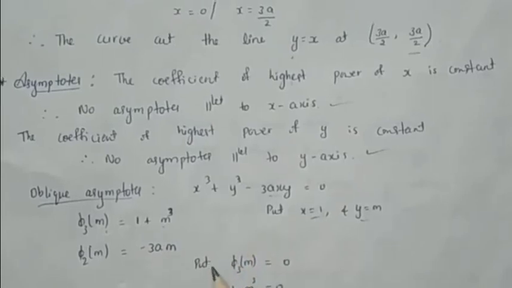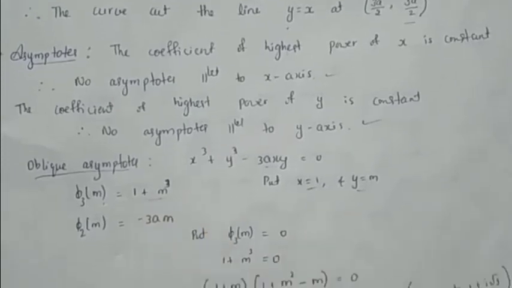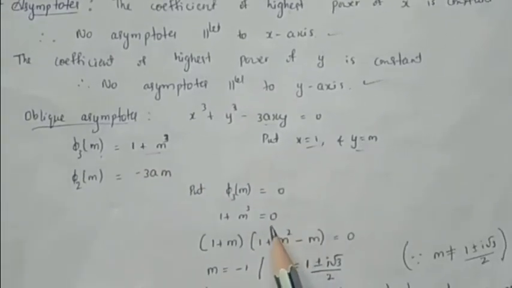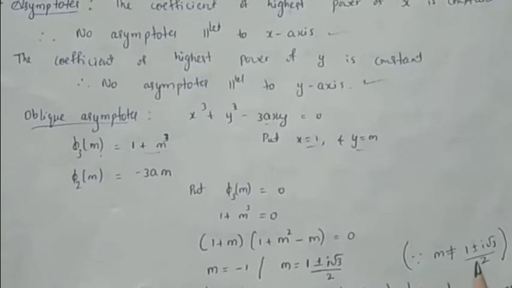Next, you put phi 3 of m is equal to 0. Phi 3 of m is 1 plus m cube. 1 plus m cube is equal to 0 is of the form a cube plus b cube. You apply the a cube plus b cube formula, you get 1 plus m into 1 plus m square minus m is equal to 0. Either m is equal to minus 1 or m is equal to 1 plus or minus i root 3 by 2. But m is not equal to 1 plus or minus i root 3 by 2. If you get imaginary roots, we say there is no asymptote.